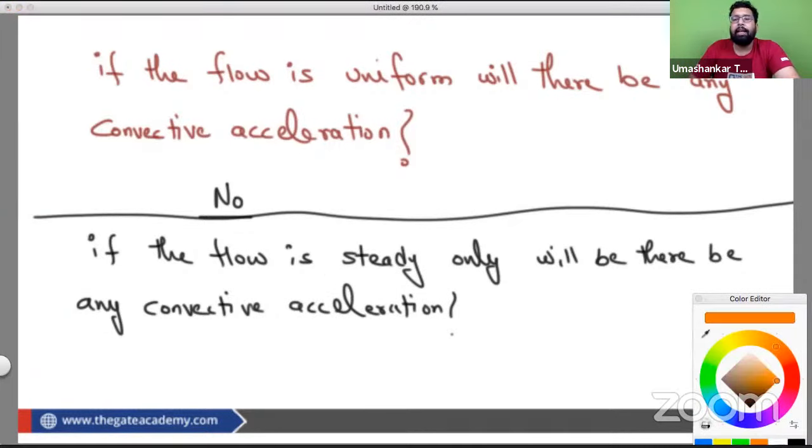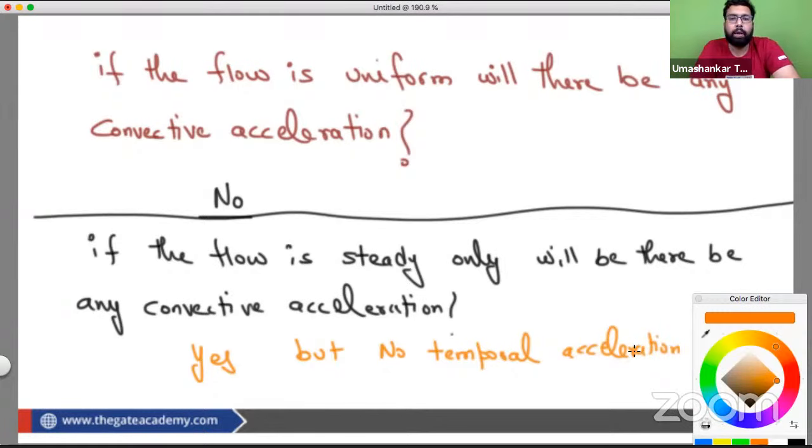Yes, there will be a convective acceleration, because in steady flow, changes do not happen with respect to time. That means the component of acceleration that is with respect to time will not be there. So in this case, there will not be any temporal acceleration.